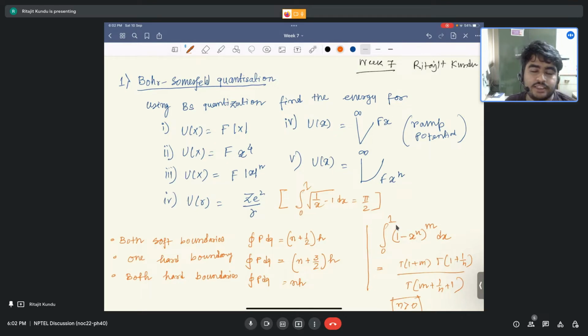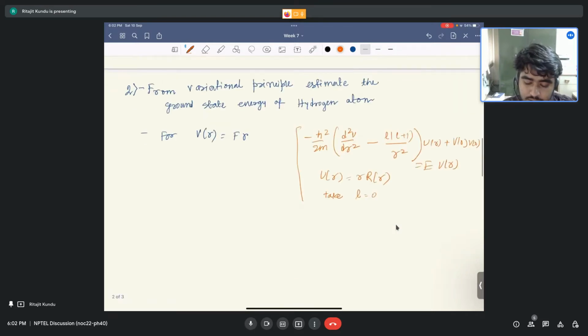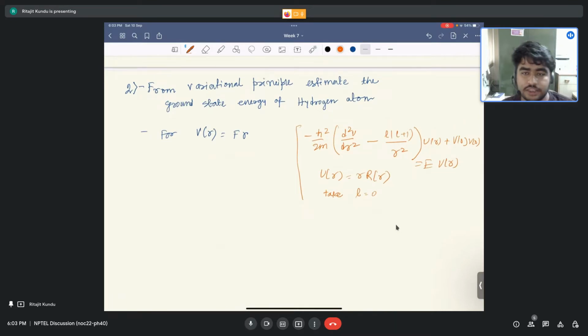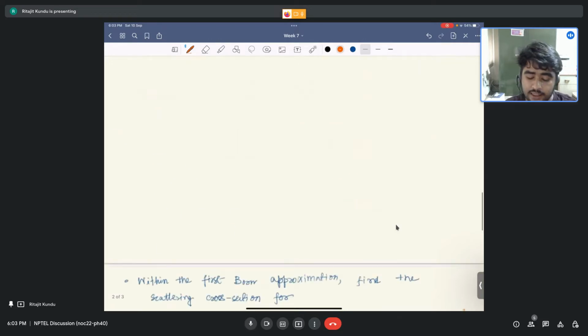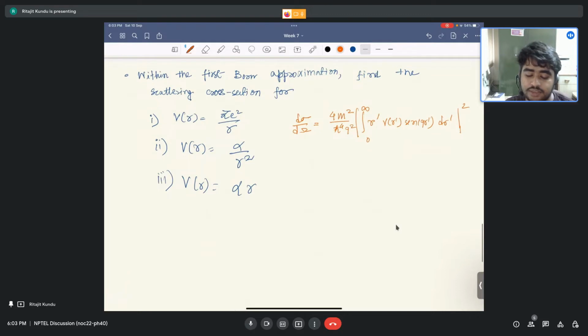So this is about week 7, and we'll be mostly talking about a few problems on Bohr-Sommerfeld quantization and some problems on the variational principle. Last week we also did some problems on the variational principle. So this week we'll be mostly focusing on 3D problems, problems which have rotational symmetry, and then I'll end with calculating some scattering cross sections. Okay, so that is the plan for today.